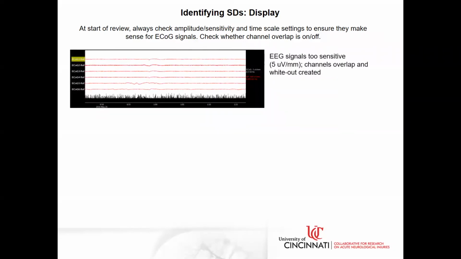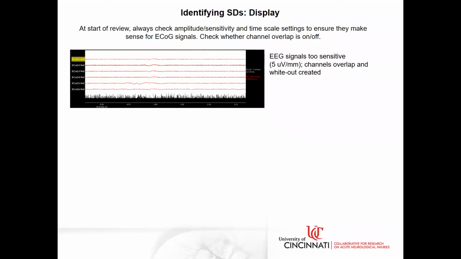Using these techniques, then, it's important when you begin a recording, it's always important to check your amplitude, your filter settings, and your time scales to make sure that they make sense for ECoG signals. I'll just give you a few examples of confusing displays where you're not sure exactly what's going wrong or why this doesn't look like published data. But the fixes are all very simple.